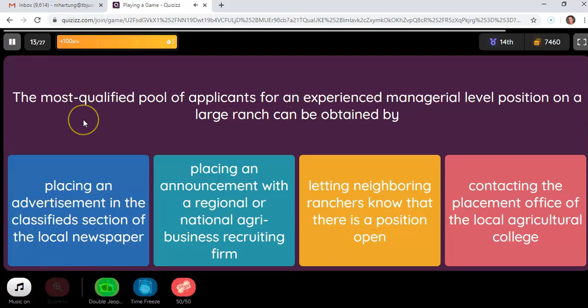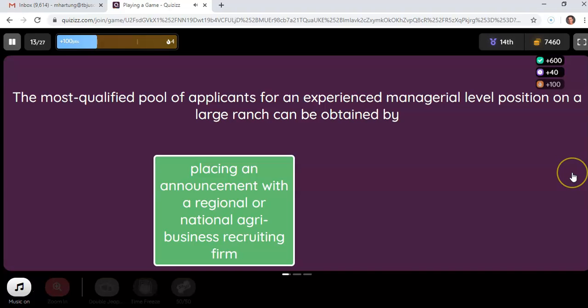The most qualified pool of applicants for an experienced managerial level position on a large ranch can be obtained by, well, we already had this one. Oh, it's because of my glitch. It's repeating some questions. Well, that's all right. A little review. Regional or national ag business recruiting firm is the best answer there.